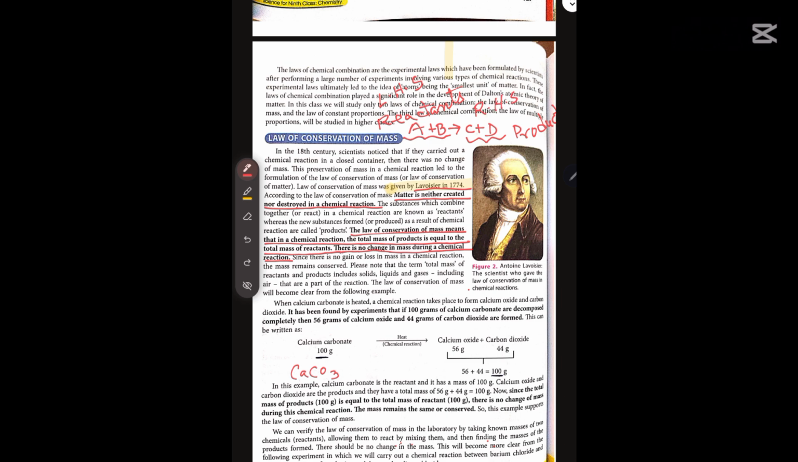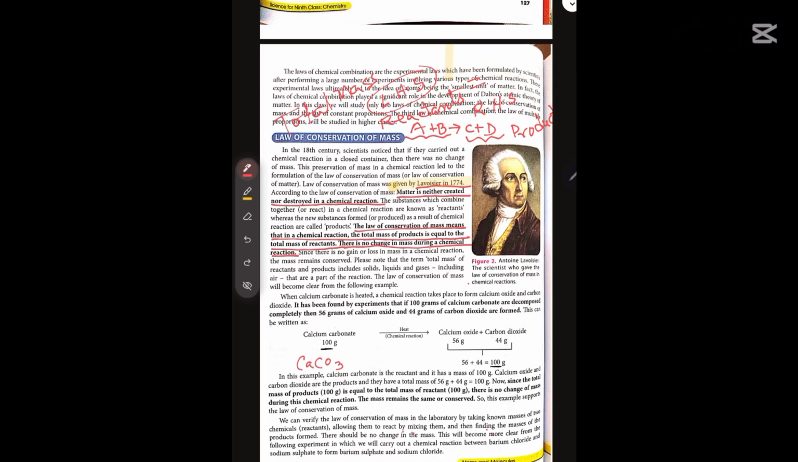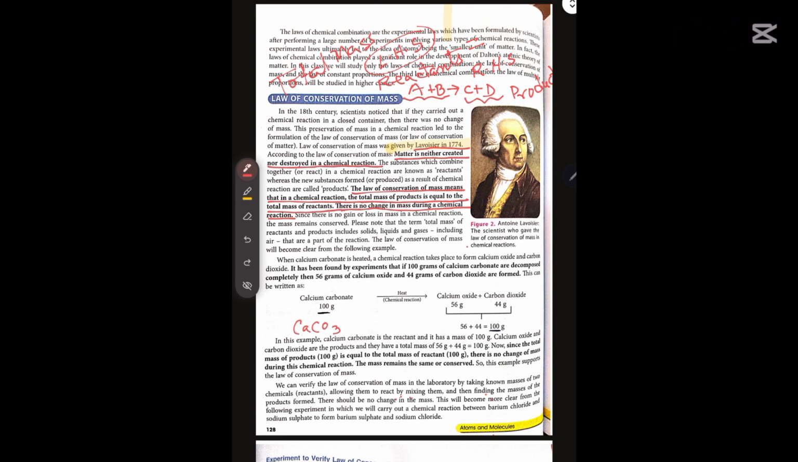Now the total mass on the left hand side should be equal to the total mass on the right hand side. That means the total mass of the reactants, that is mass of A plus mass of B, will be equal to mass of C plus mass of D. Now it does not mean that reactants can be two only, or that products can be two only. It can be one or many.